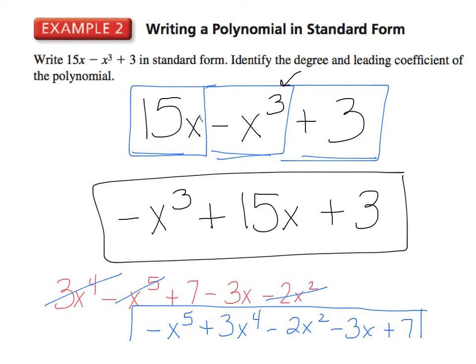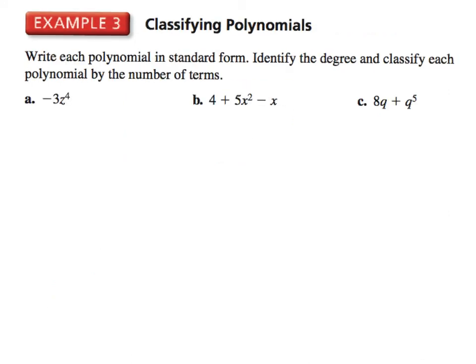Now, if you looked at the degree of each of these terms, the degrees are 5, 4, 2, 1, 0. Now, example 3. We're going to classify them. Write each polynomial in standard form, identify the degree, and classify each polynomial by the number of terms. Well, a is just one term. So in standard form, it would just be negative 3z to the fourth. The degree is what? 4. And this is just a monomial.